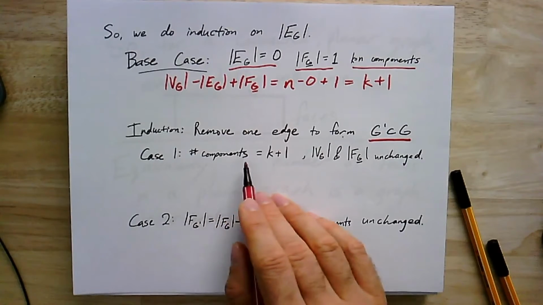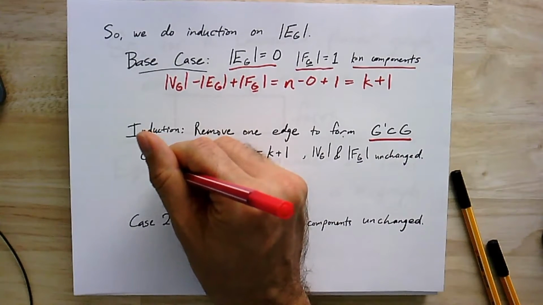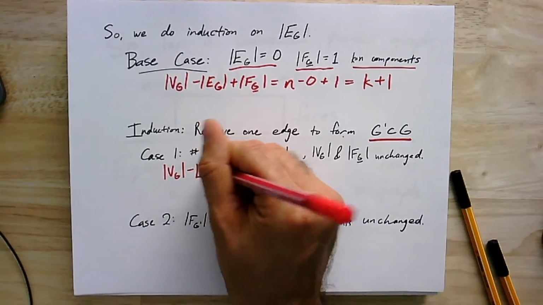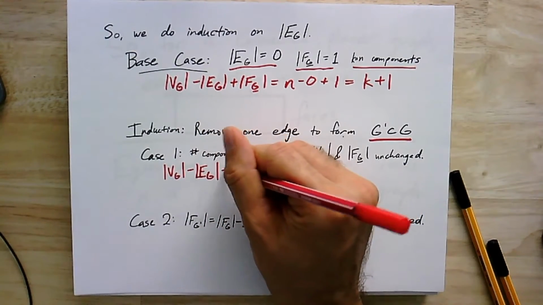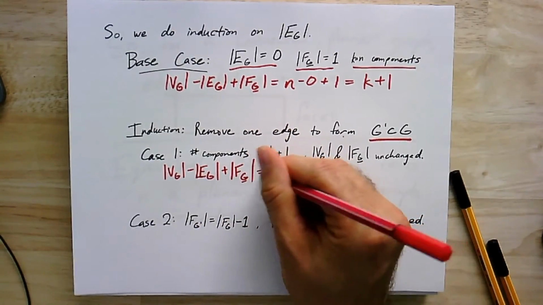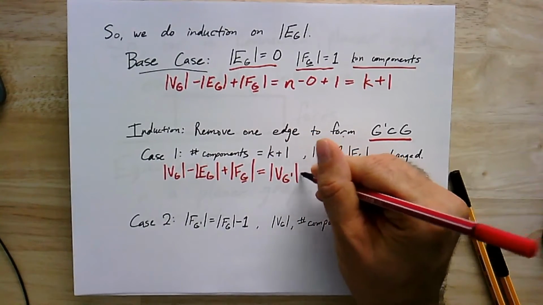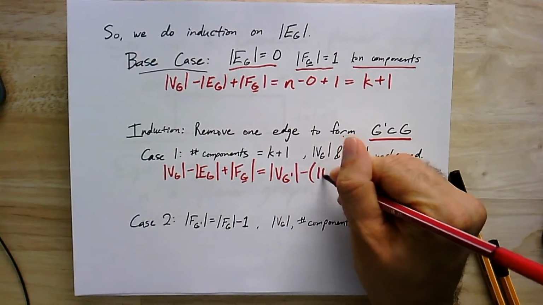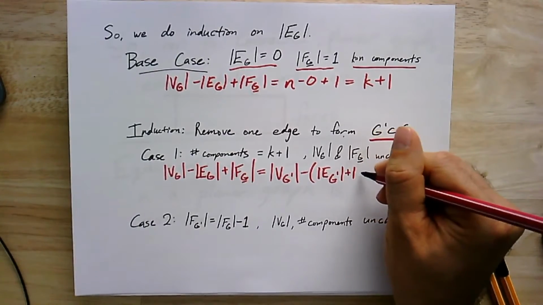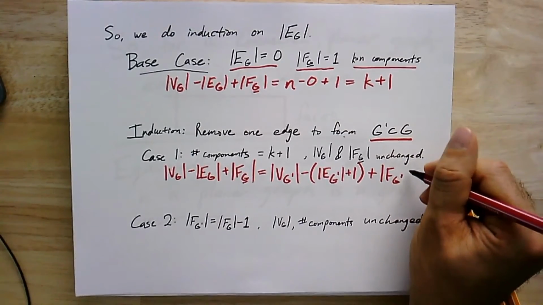So first, if the number of components went up and the number of vertices and faces were unchanged, then V of G minus E of G plus F of G is equal to V of G prime minus E of G prime plus 1 plus the number of faces in the embedding G prime.